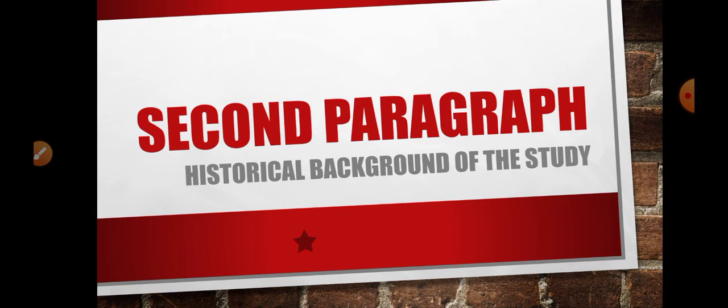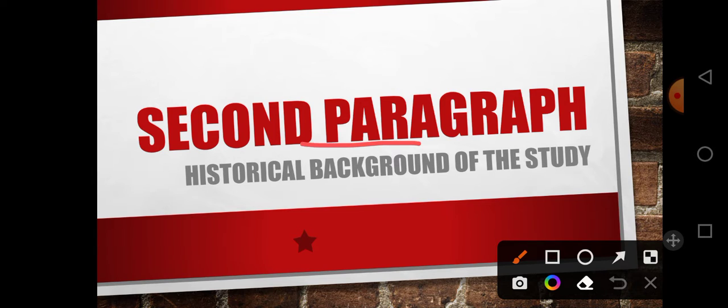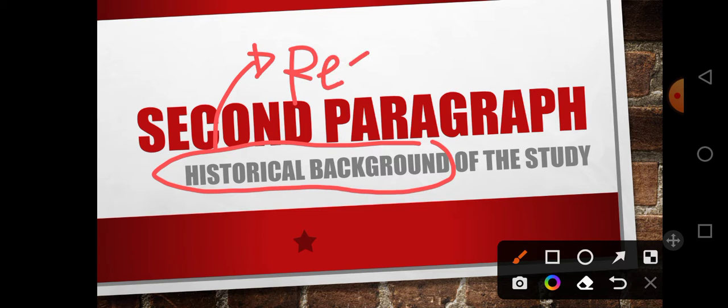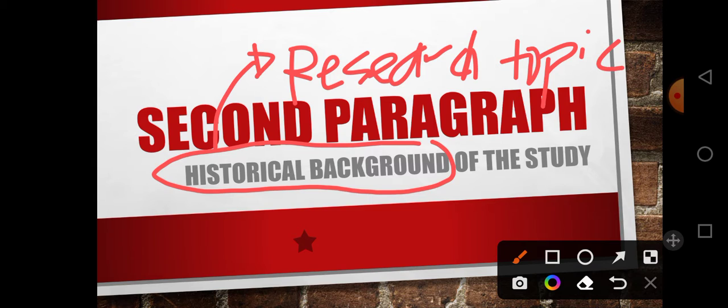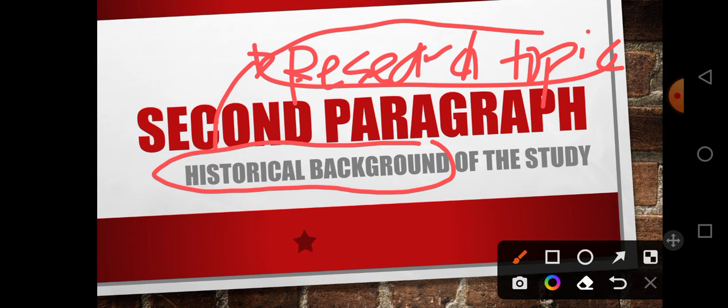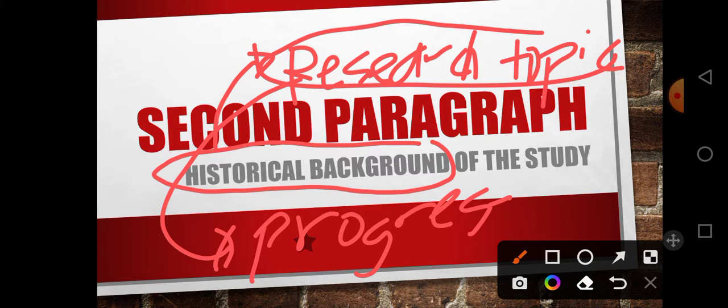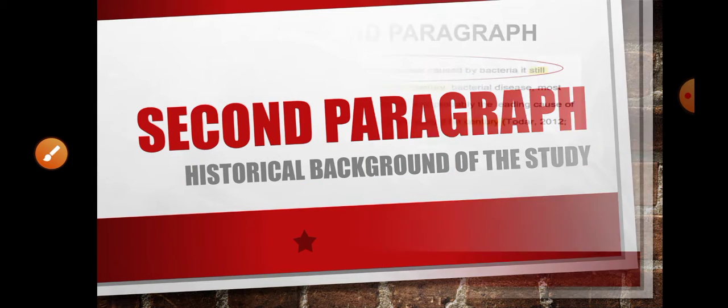Here we will discuss the historical timeline or background related to your research topic, and this research topic was discussed in the first paragraph. So the second paragraph will discuss how your research topic progressed through the years. What is the progress of your research topic throughout the years? But how do we write the second paragraph effectively? Let us discuss the following guidelines.